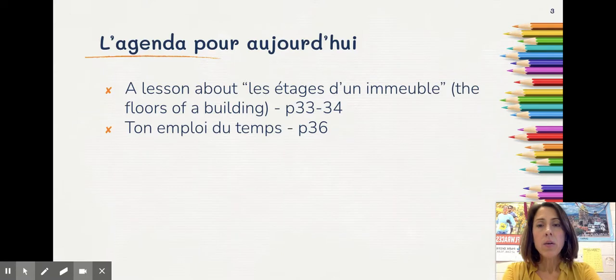L'agenda: we're going to start with a very short lesson about les étages d'un immeuble, which means the floors of a building. You will need pages 33 and 34 in your cahier. Et puis, vous allez préparer votre emploi du temps et les étages à la page 36 dans le cahier.